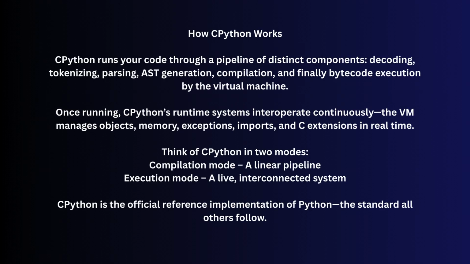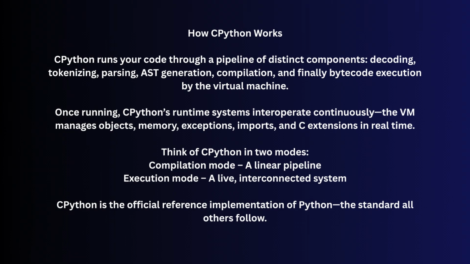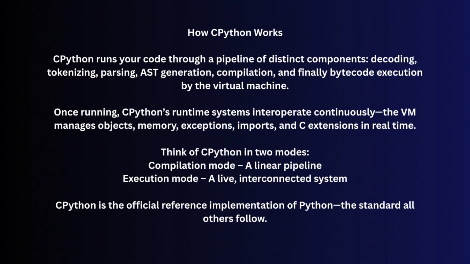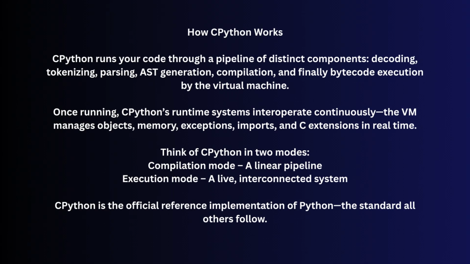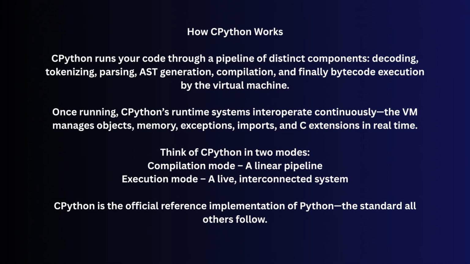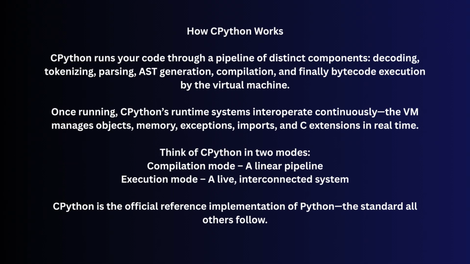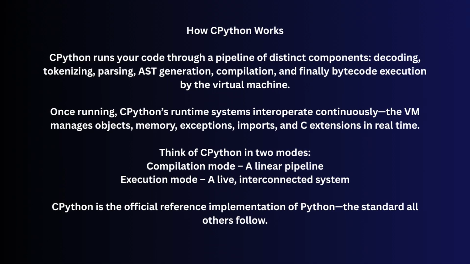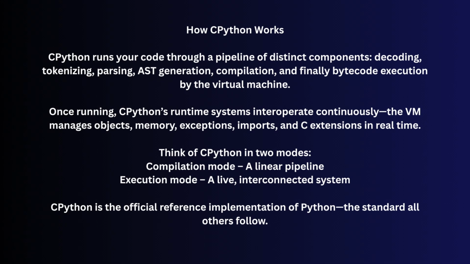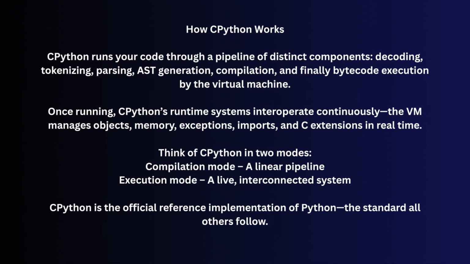All of the components I have mentioned play a distinct role in how CPython works. At the start of execution, CPython runs your code through these components one after the other like a pipeline. The raw file is decoded, tokenized, parsed, transformed into an abstract syntax tree, compiled into bytecode, and finally executed by the virtual machine.